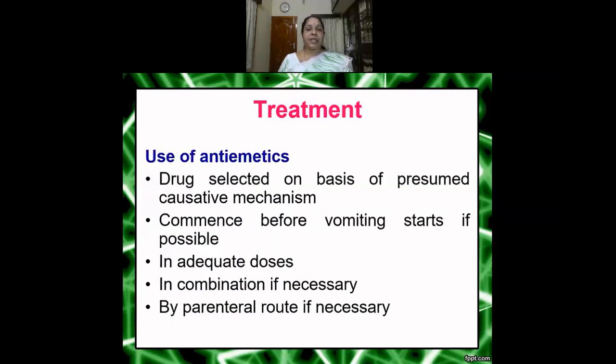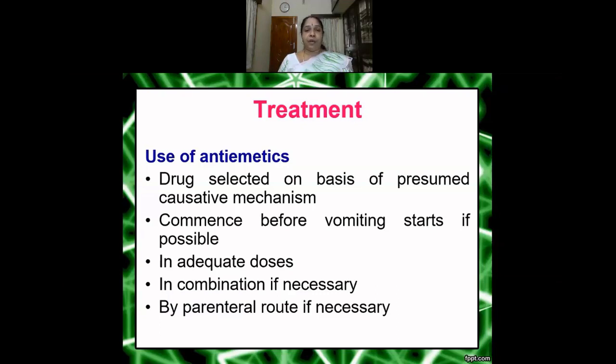Use of antiemetics. Antiemetics are drugs that can prevent or give relief to nausea and vomiting. Drugs selected should be on the basis of the presumed causative mechanism. You should first find out the cause and accordingly choose the drug for preventing vomiting. These antiemetics should be given even before the vomiting starts, because once they start vomiting, it is difficult to give the drug and to restrict the vomiting and nausea.